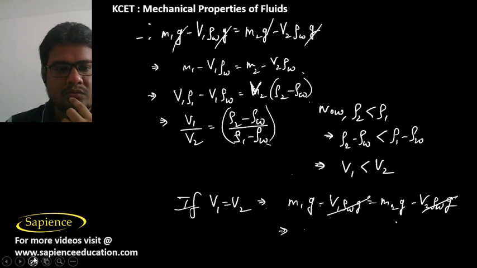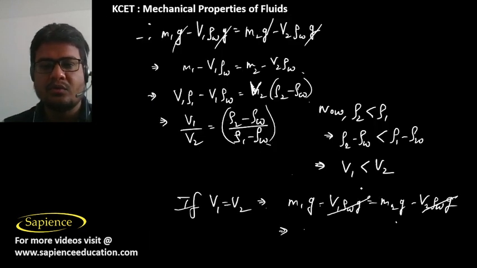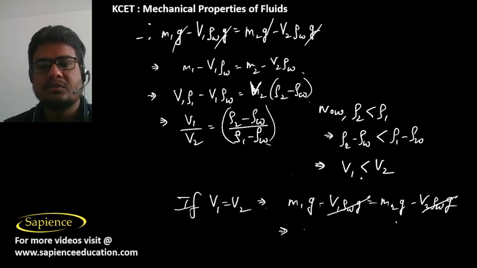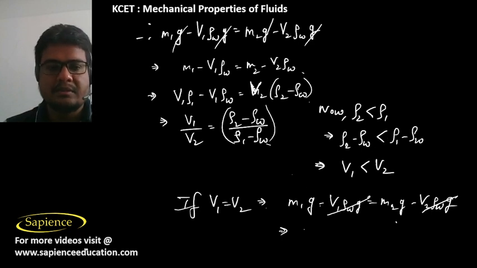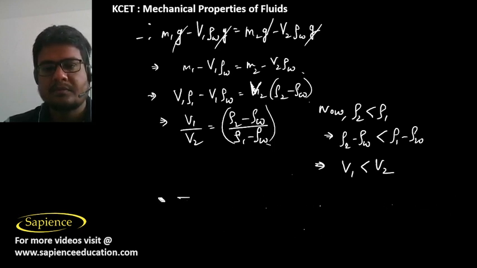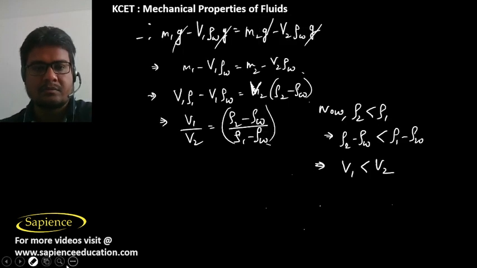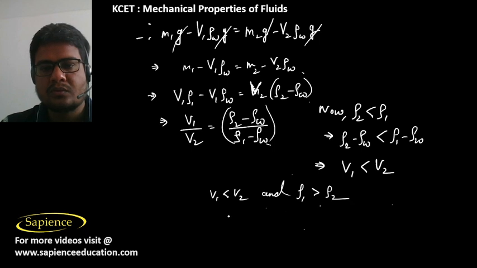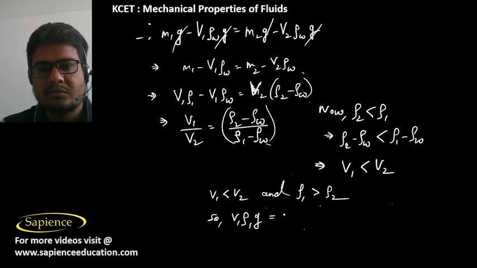So if their volume is same, then their weight in air also will be the same. But if their volume is not same, and the density of steel is greater, then in that case they may have the same weight also. So here it is told that V1 is less than V2 and rho 1 is greater than rho 2. So V1 into rho 1 into G may be equal to, or greater than, or less than V2 rho 2 into G.